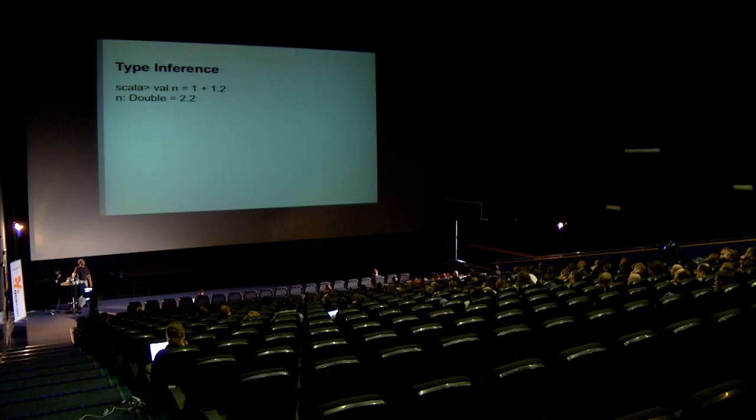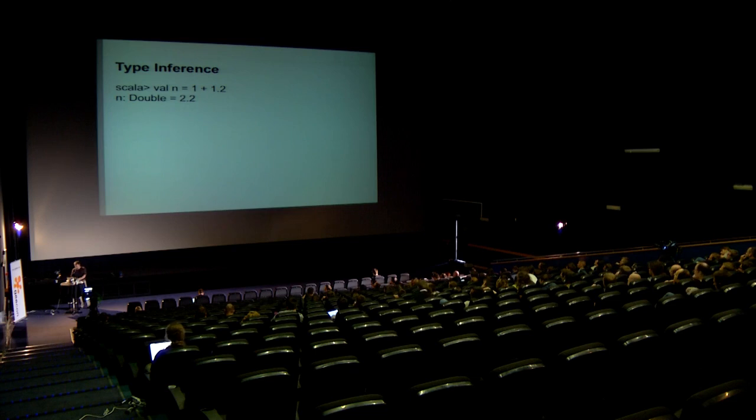All right, type inference. Notice here I say val n, but I don't give a colon and the type. So what Scala will do is it will figure this out based on, in this case, the value that I'm assigning to it, the initialization value. So notice because there's a 0.2 involved, it identifies it as a double.